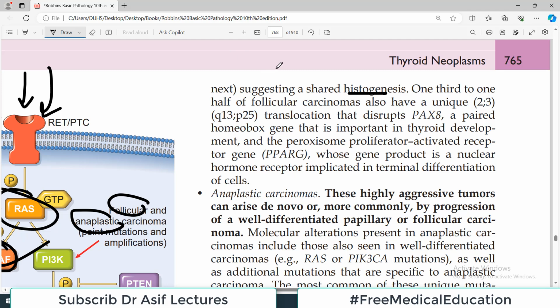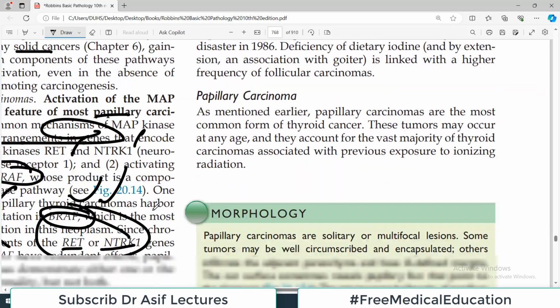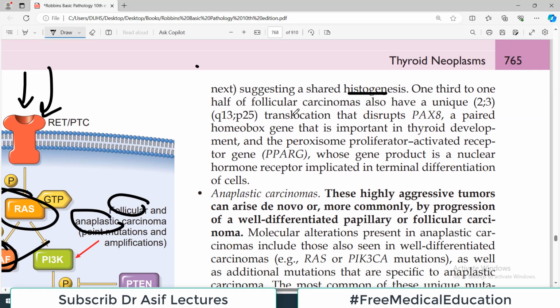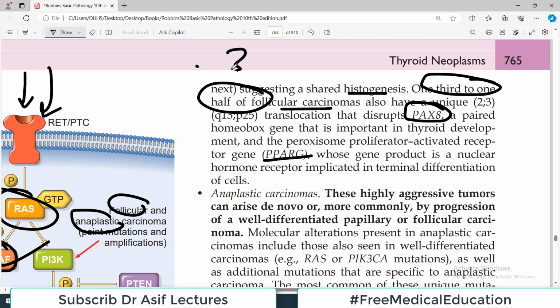So histological morphology will be similar because the mutation profile is almost similar in adenoma, in papillary carcinoma, and also in anaplastic carcinomas. Okay, 1/3 to half of the follicular carcinomas also have a unique translocation that disrupts PAX8, a paired homeobox gene that is important in thyroid development, and peroxisome proliferator activated receptor gamma, so PPARG, whose gene product is nuclear hormone receptor. Sometimes the translocation has also been known as 1/3 to 1/2 of the cancer. It's a big number. So roughly around 30 to 50% of the patients with thyroid cancers जिनको follicular carcinoma है.